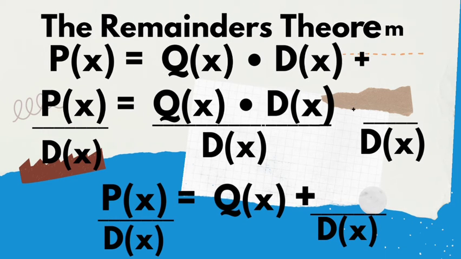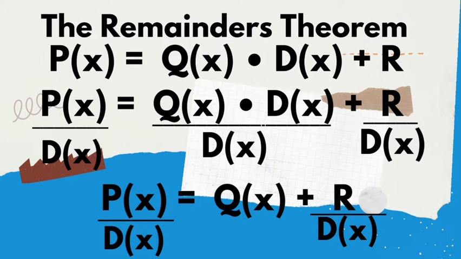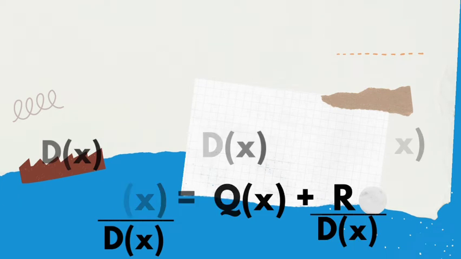This is a relationship between the polynomials, the quotient, the divisor, and the remainder. P of x is equal to q of x dot d of x, that is multiplied by d of x, plus r of x. When a polynomial is divided by the divisor, then we obtain q of x plus r of x all over d of x.